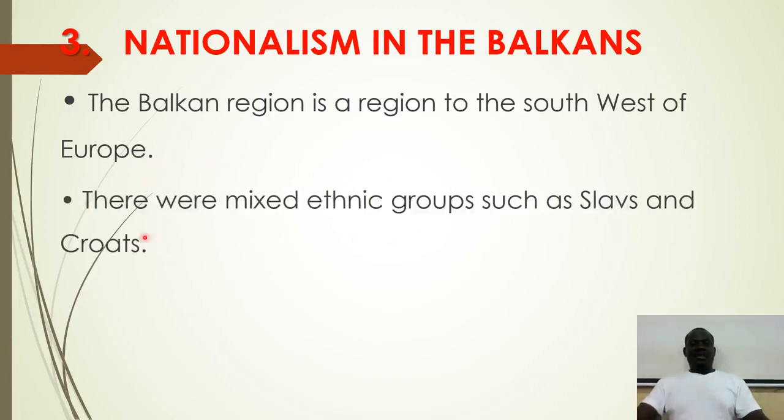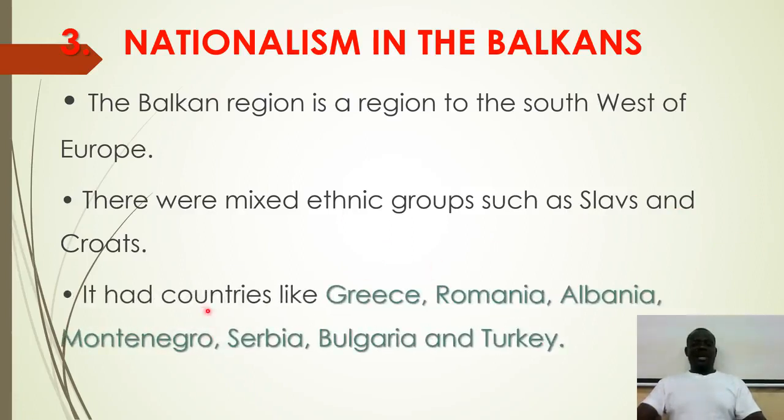Now, there were mixed ethnic groups such as the Slavs and the Croats. So the Slavs and the Croats, they were the people who made up the Balkan region of those countries, Macedonia, Greece, Albania, Serbia, Montenegro, and many other countries. All those small countries there, they were the Slavs and the Croats. So it had countries like Greece, Romania, Albania, Montenegro, Serbia, Bulgaria, Turkey. All these, they were in the Balkan region.